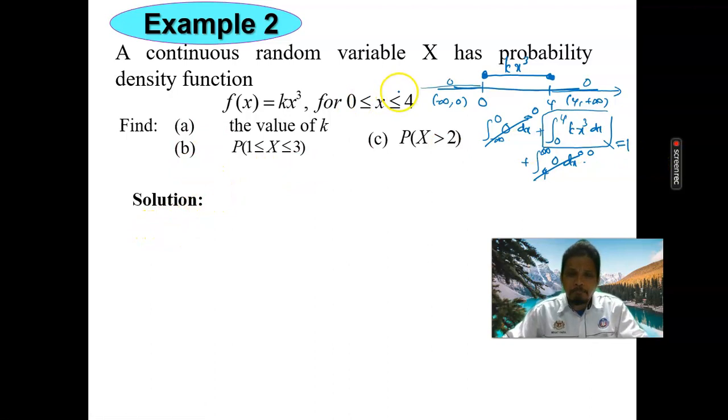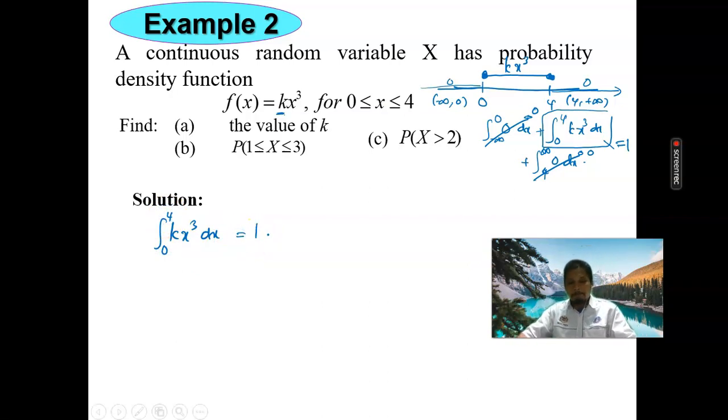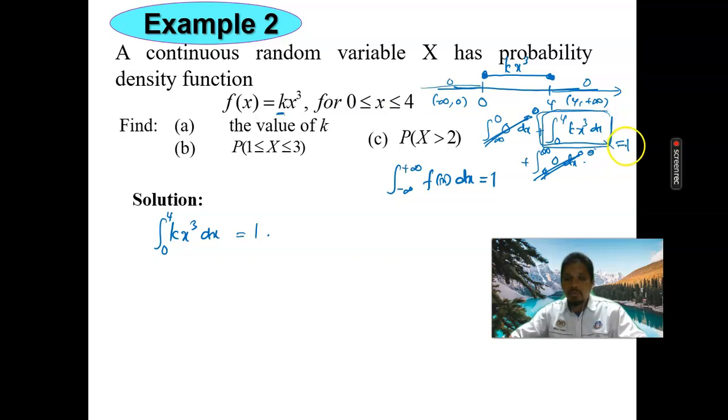Okay, since what is given here is kx cubed, we need to find the value of k. So then, integral of kx cubed dx from 0 until 4 must equal to 1. Okay, because in general, integral from negative to positive infinity of the function fx dx equal to 1. But then this already is 0, and this also equal to 0. So only this one will give you the answer which equal to 1.